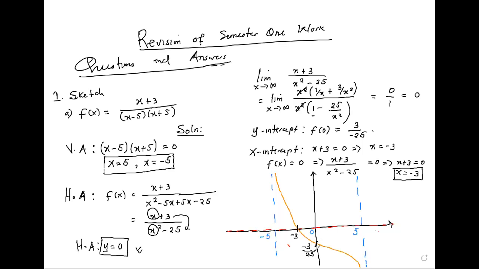Then now we pick a number bigger than 5. Oh, okay. So we pick a number bigger than 5. Hello? Sir, from here, do you need to make a table? No, not necessarily.